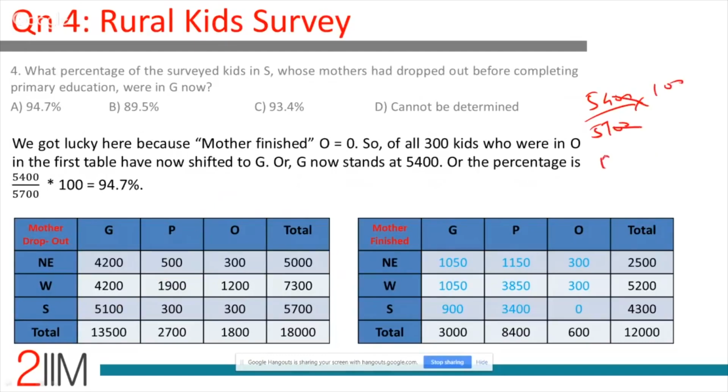This is a kind of thing that we use a calculator for. 18 by 19 into 100, whatever that turns out to. It turns out it is 94%. You use a calculator and find it out, or you use some simple approximation.